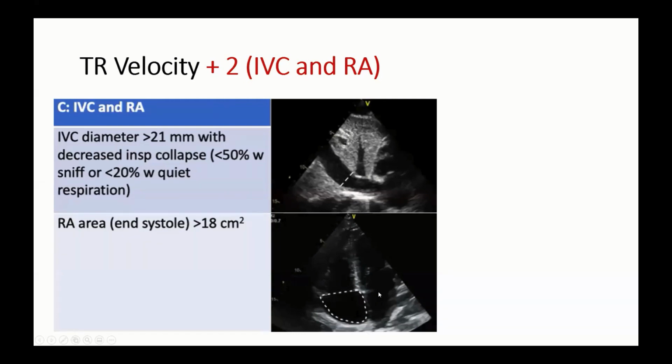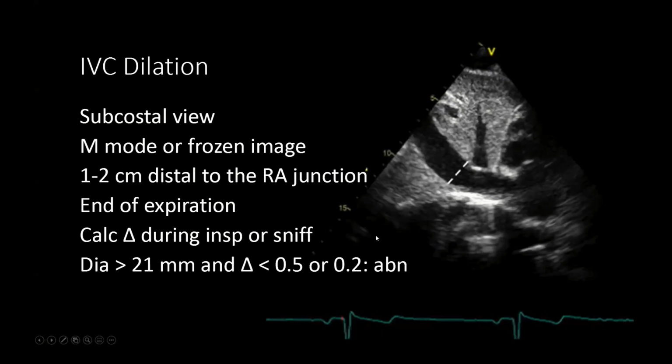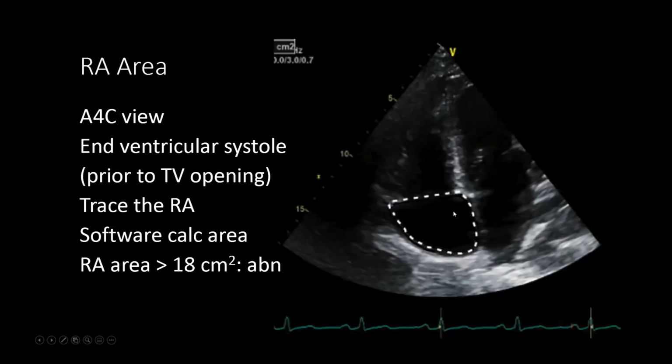Or if the right atrial area is big, which we don't calculate, but if you trace it, the machine will calculate the area for you. If it's more than 18 square centimeters, then that's a predictor of pulmonary hypertension. Again, IVC diameter more than 21 with low collapsibility, and right atrial area of more than 18 is abnormal.